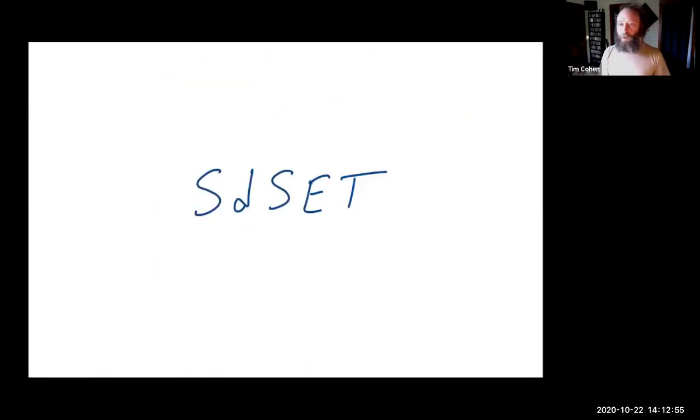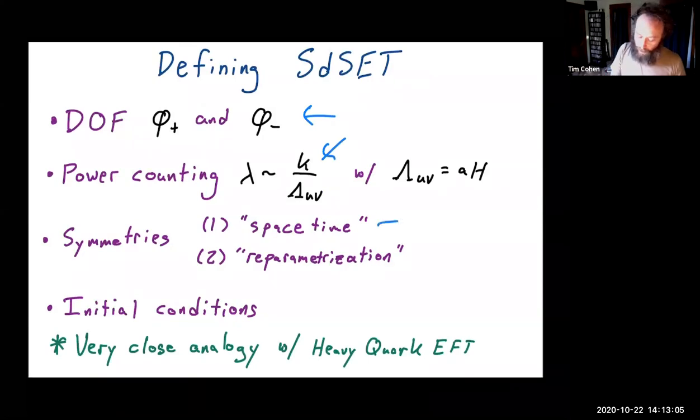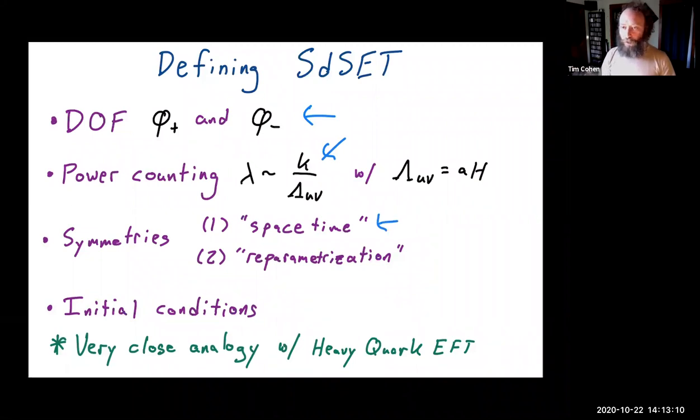Great. So now let's get into the quantum theory of these long wavelength modes. I've said this a lot already. Here's our degrees of freedom. Here's our power counting. Our symmetries, we're going to just inherit space-time symmetry from dS. So that's going to look pretty similar to the full theory space-time symmetries. We're also going to have a reparameterization symmetry that's a lot like what happens in heavy quark effective theory.